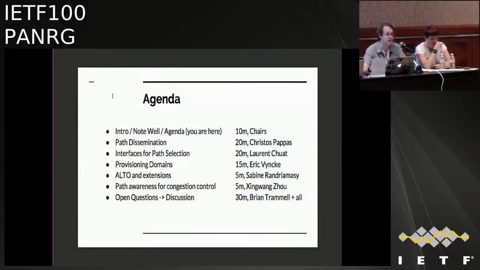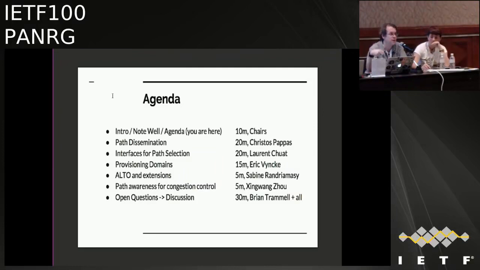We're going to do a little bit of a review of what the concept is, what are the questions that we're trying to ask and answer here. And then we have a set of invited presentations from Chris Pappas talking about methods for path dissemination in path-aware networks, and from Laurent Schwa talking about interfaces for path selection. So the first is, okay, so you have a network that knows something about its paths. It's going to take information about those paths and put them down to the endpoints so they can do something with them. This is sort of a mechanisms discussion. And then once the endpoints have this information, what can they do with it? And that's more what Laurent's going to be talking about.